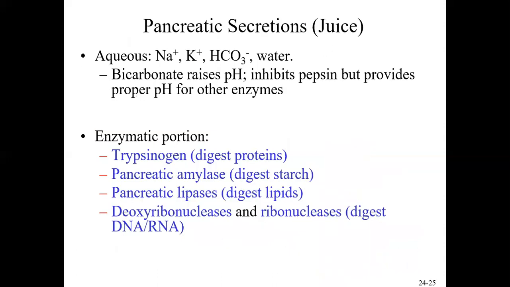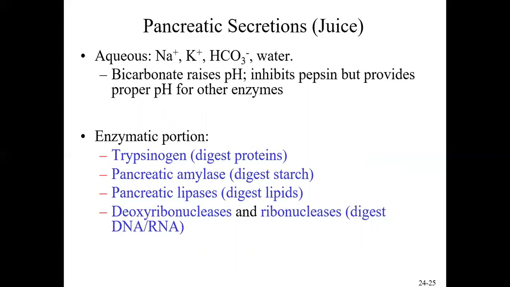So let's look at those pancreatic secretions, or juice, or enzymes, that are excreted from the pancreas going into the small intestines. This is an aqueous-based solution, so it is water-based. You also find ions there: sodium ions, potassium ions, and bicarbonate ions. Bicarbonate is a base, just like baking soda is sodium bicarbonate, and so the pancreas produces a bicarbonate ion that helps to balance out the pH, helps to increase the pH.